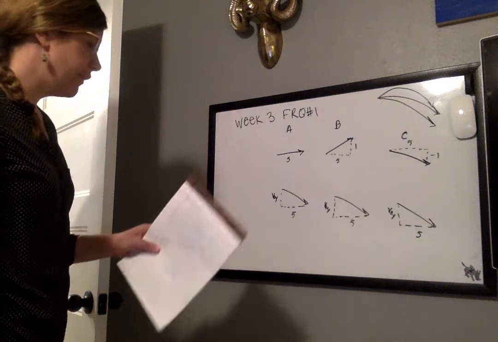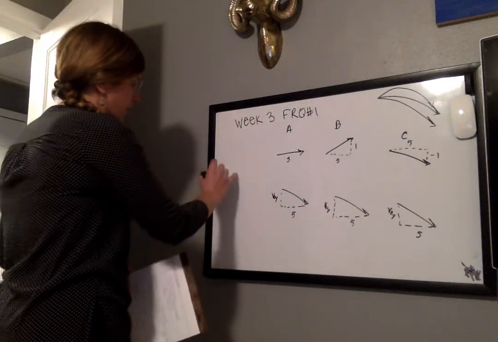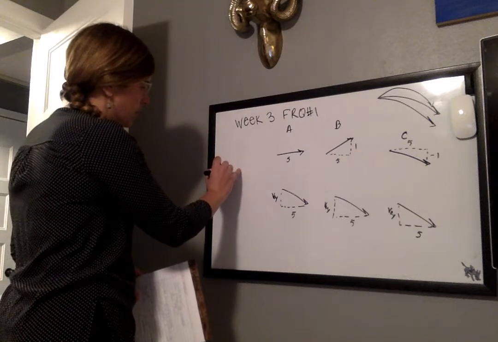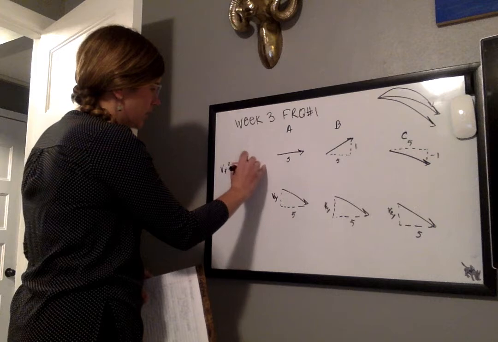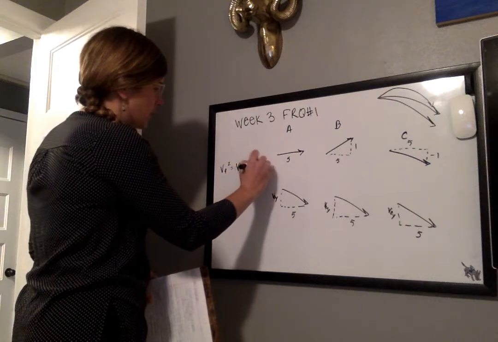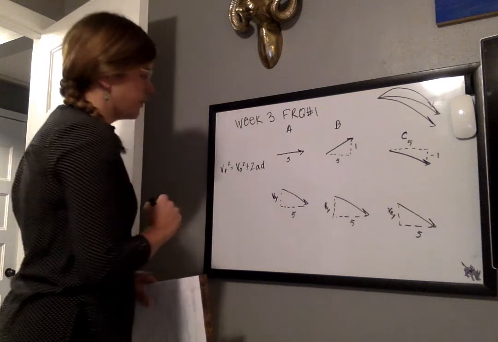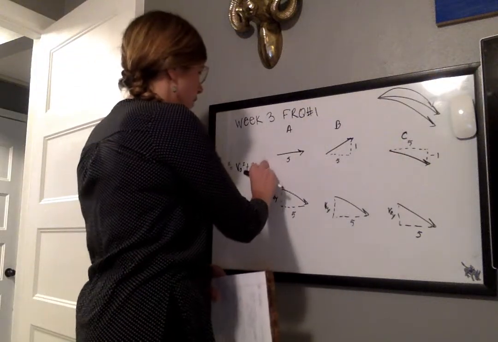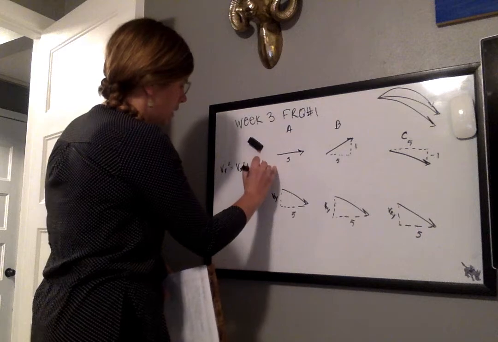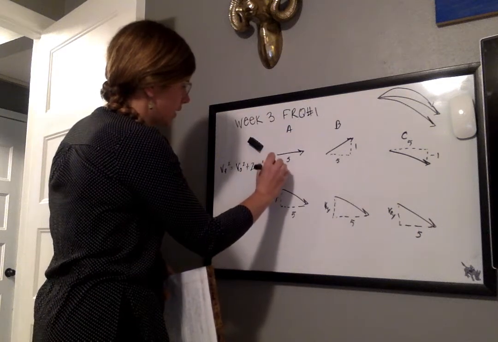In order to find this final velocity component, I'm going to use the equation velocity final squared is equal to velocity initial squared plus 2 times acceleration times distance. Be careful on this. The distance here, some of you were asking, is x minus x initial.